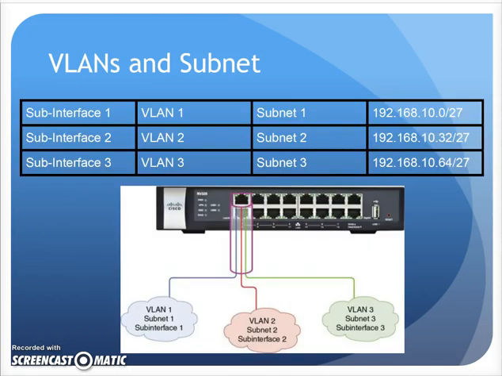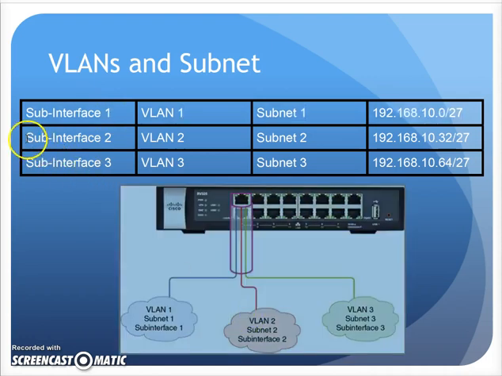So let's take a look at that a little bit further. If I take an example, take the picture here and add just a little bit more information to it. For VLAN 1, I'm going to configure on the router subinterface 1 to recognize VLAN 1, and I'll assign it subnet 1, something like 192.168.10/27. That's 3 bits borrowed. 3 bits borrowed is 128, 64, 32, going up by 32s. So the first 32 numbers would be subnet 1 for VLAN 1 on subinterface 1.